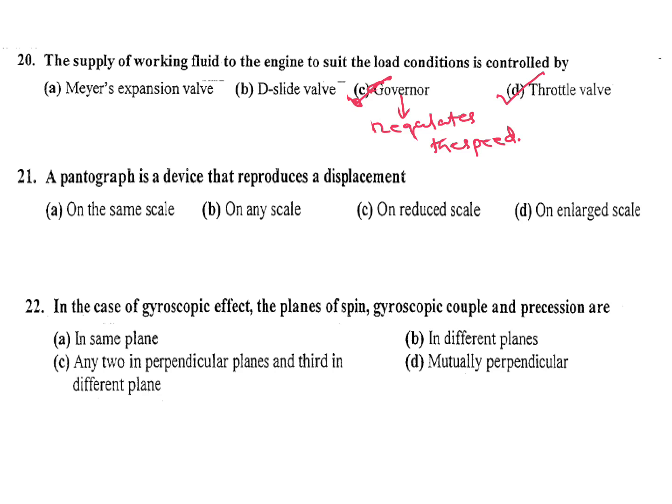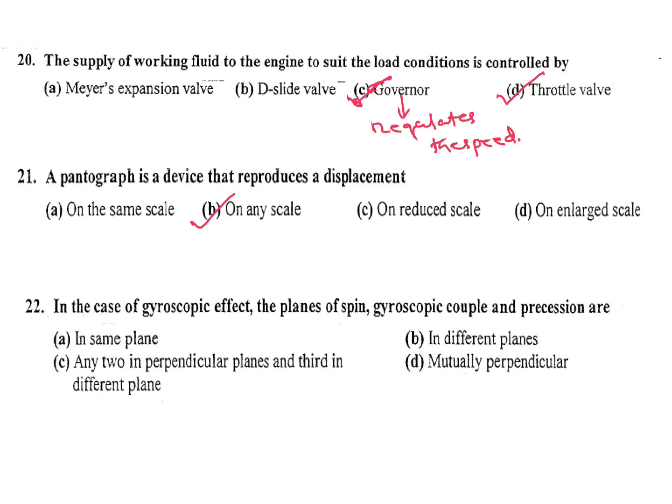A pantograph is a device that reproduces a displacement A: on same scale, B: on any scale, C: on reduced scale, D: on enlarged scale. It can reproduce on any scale. Same scale also it can do, on reduced scale also it can do, on enlarged scale also it can do. So on any scale is our answer.